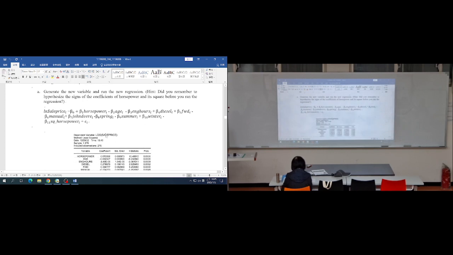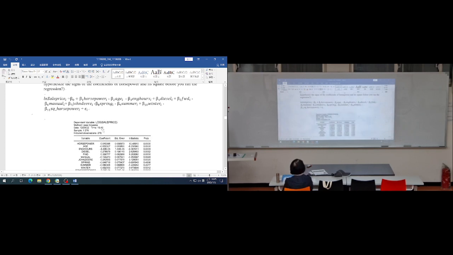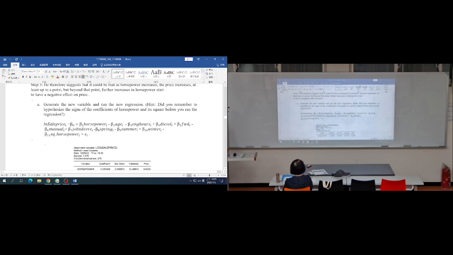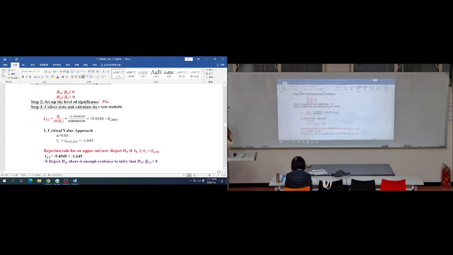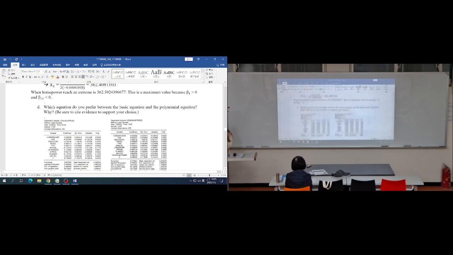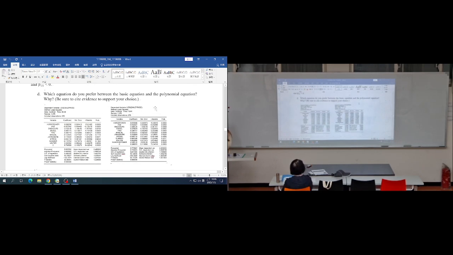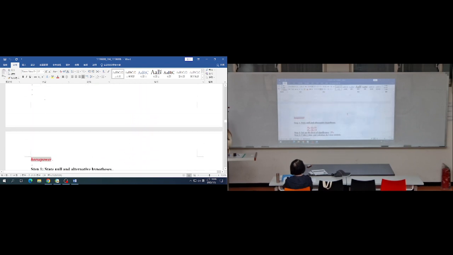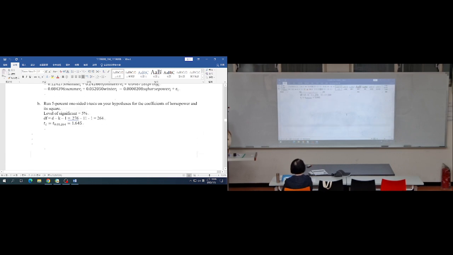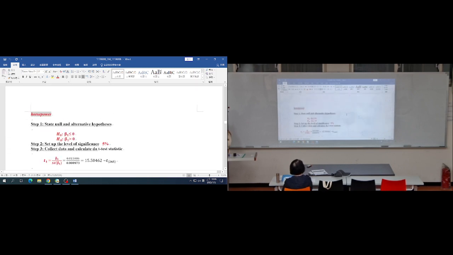And then go on to step 3. Explain the B part, okay? Yes, the B part, we run just for horsepower. The coefficient of horsepower squared. Step 3, B part.